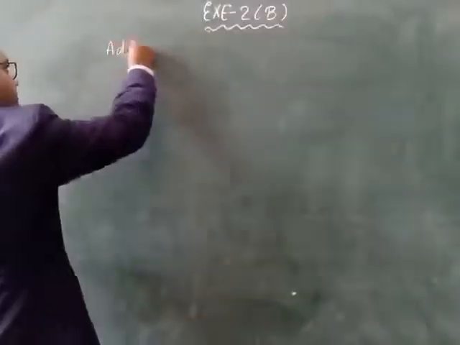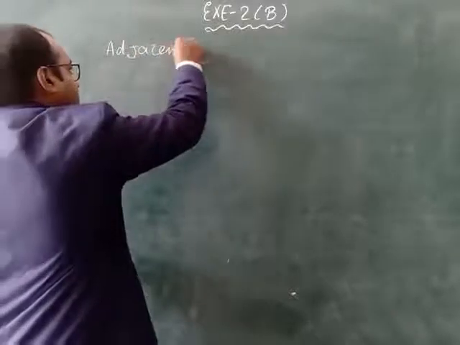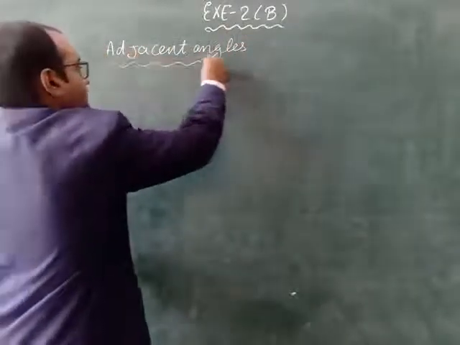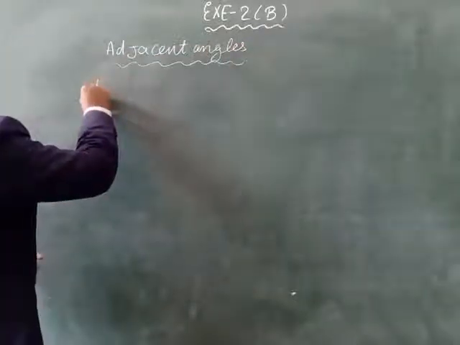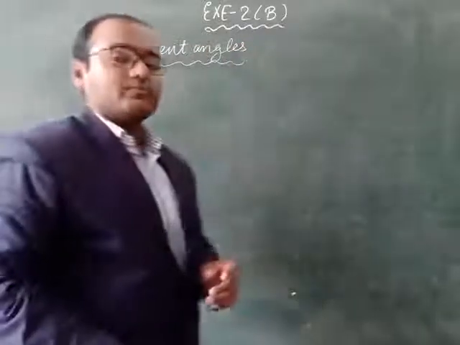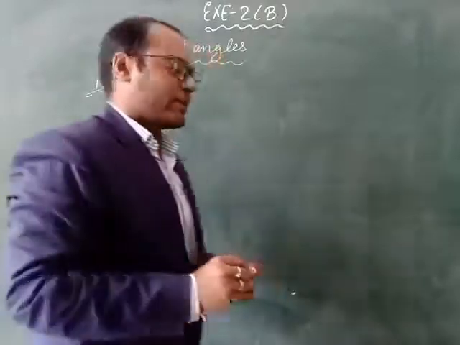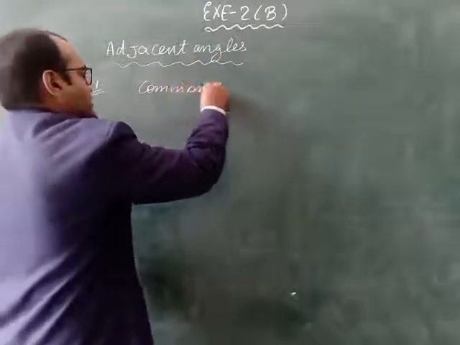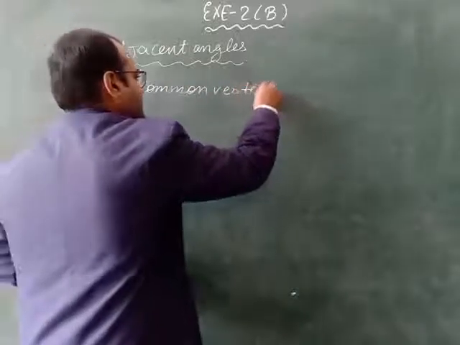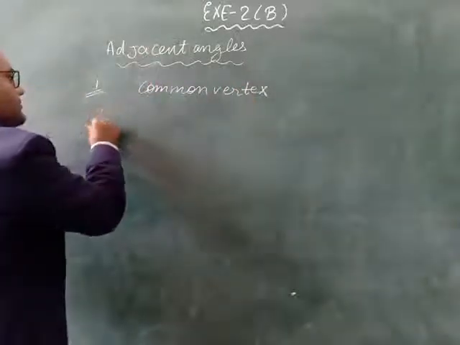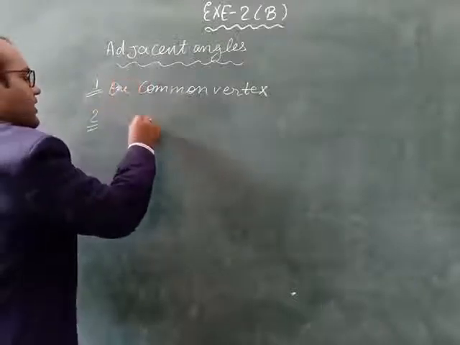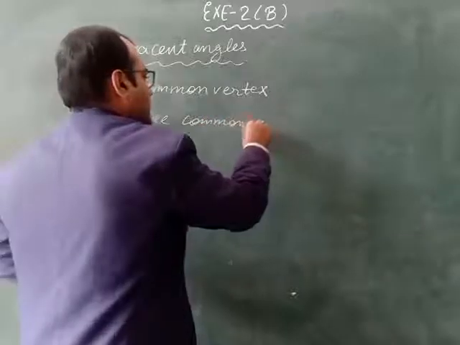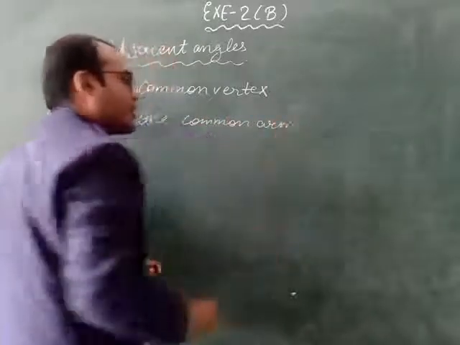Adjacent angle. So what are adjacent angles? Adjacent angles are those which have a common vertex. One common vertex they will have. Second thing, they will have one common arm. What are arms?